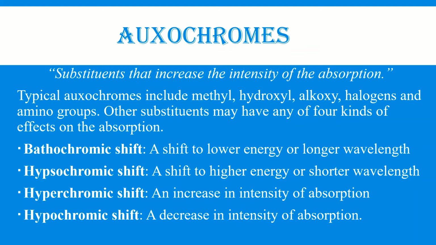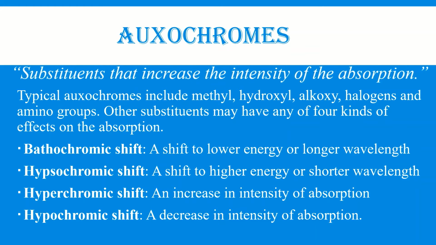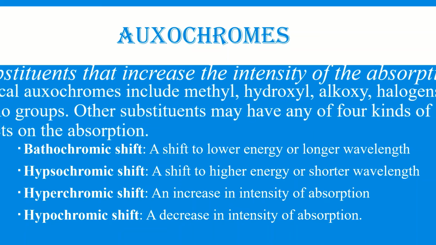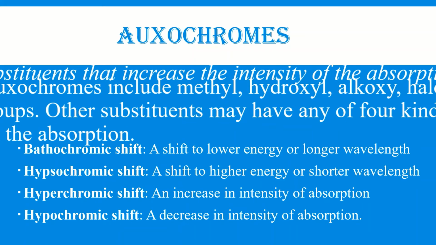The substituents that increase the intensity of absorption are called auxochromes. Typical auxochromes include methyl group, hydroxyl group, alkoxy, halogens, and amino groups. Other substituents may have any of four kinds of effects on the absorption. The first one is bathochromic shift, a shift to lower energy or longer wavelength.